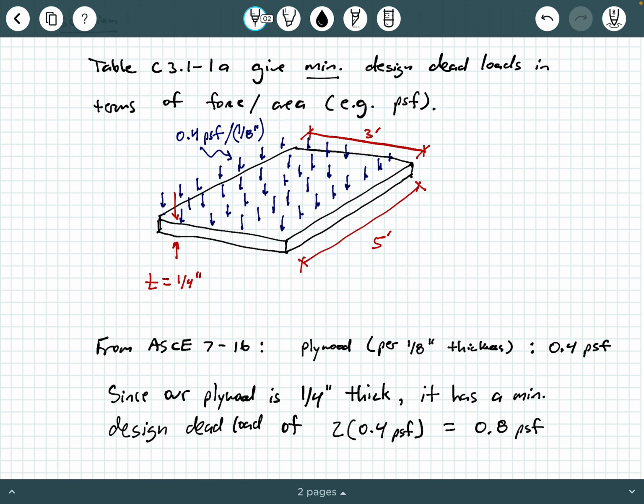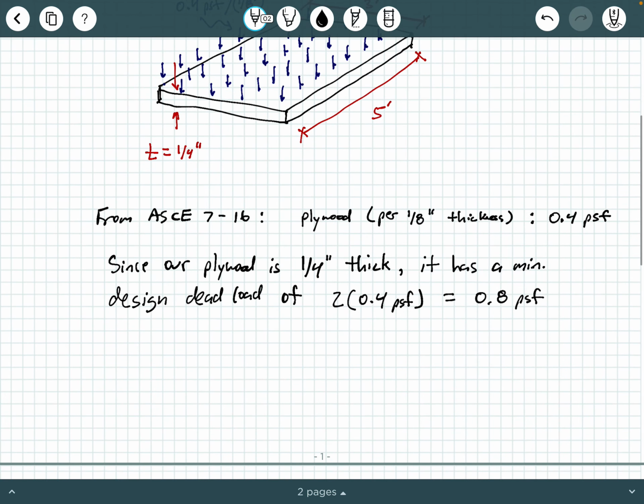Okay, so we're almost done now. We need the total weight. Total weight is that 0.8 PSF, because we have a quarter-inch piece, not an eighth-inch piece, multiplied by 5 feet, and then multiplied by 3 feet. Punching this through in our calculators, 0.8 times 5 times 3, this piece of plywood will weigh 12 pounds. So it has a self weight, or dead load weight, of 12 pounds. That's the end of this quick little example.